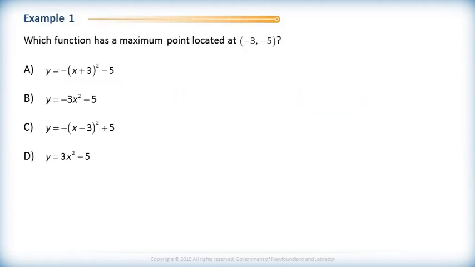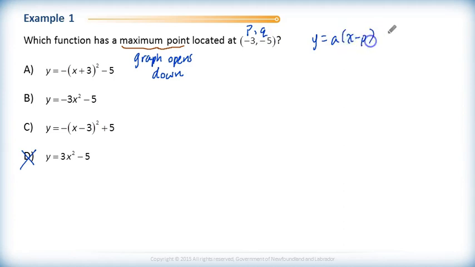In this first example, we're asked which function has a maximum point located at (-3, -5). In order to be a maximum point, the graph must open down. Therefore, we can immediately eliminate option D. Next, we need to have the vertex (p, q) at (-3, -5). Recall, if we have a quadratic function in vertex form, (p, q) is the vertex.